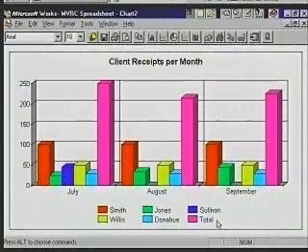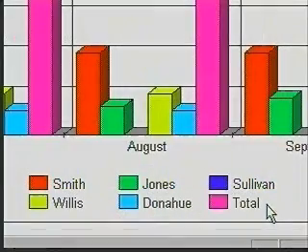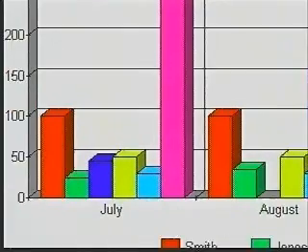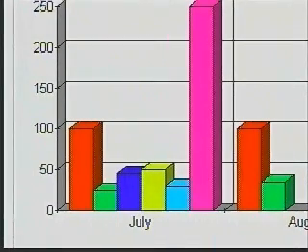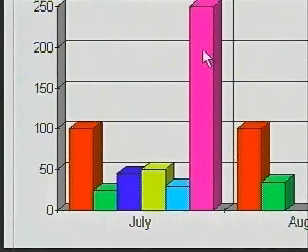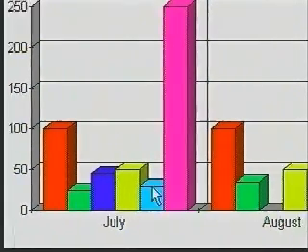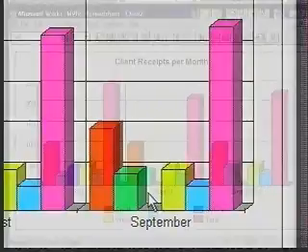Once again, we have a chart window on screen. The legend at the bottom of the chart assigns a color to each client and the monthly total. As we can see here, the total bars are much bigger than the client bars, since they represent the combined receipts from those members. You'll also notice that the color bar representing Mr. Sullivan's is absent from the August and September areas. This is due to Mr. Sullivan not sending any money in those months.